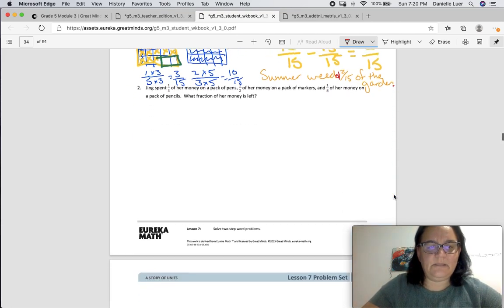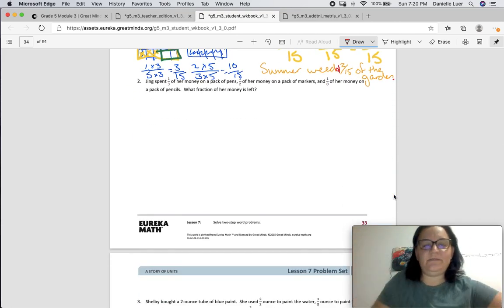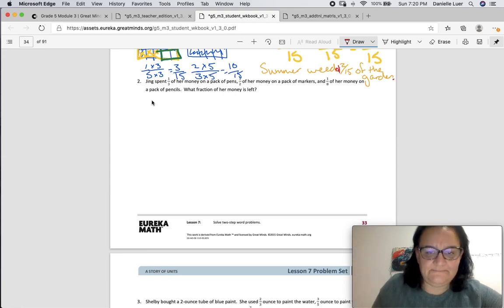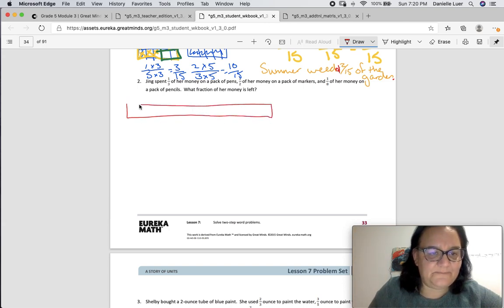Great. Jing spent 1/3 of her money on a pack of pens, 1/2 of her money on a pack of markers, and 1/8 of her money on a pack of pencils. What fraction of her money is left? So let's use another tape diagram to kind of figure that out. She used 1/3 on pens. She used 1/2 on markers.